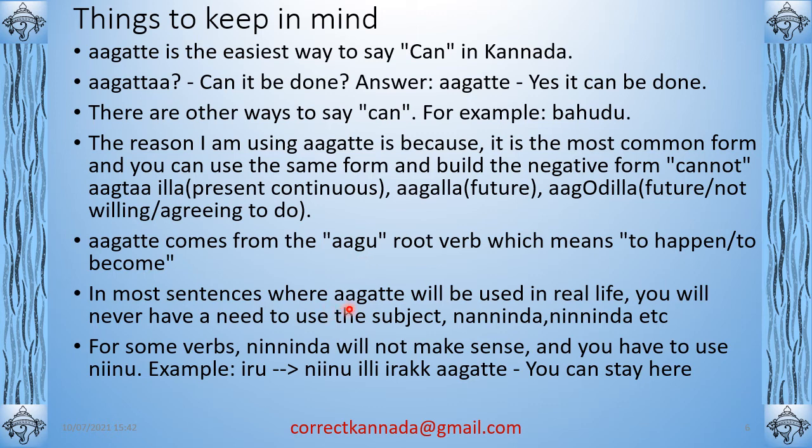And in most sentences where aagatte will be used in real life, you will never need to use a subject. This nanninda, ninninda will never be needed. Okay, most of the time it will be just irakkaagatte, the verb in infinitive mode, and aagatte. That's how it will usually be. For some verbs, ninninda will not make sense and you have to use neenu. For example, iru. Neenu illi irakkaagatte. You can stay here. Right? So here you don't say ninninda illi irakkaagatte. Instead you say neenu illi irakkaagatte. Iru is one such verb. Sigu is also one such verb.